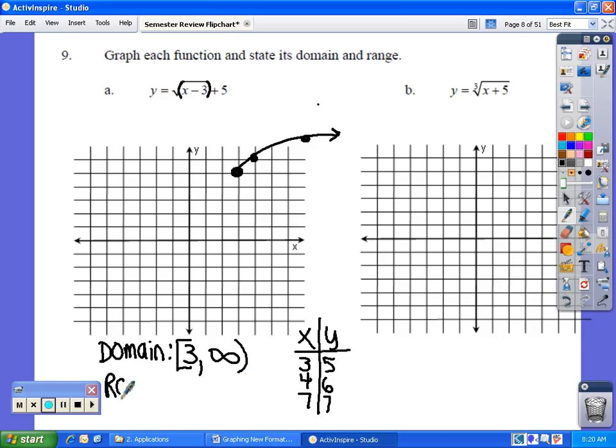For the range, remember, range goes up and down, so there are no values that are lower than 5. But there are values that go higher than 5. So we say that we start at 5 with a bracket and go to infinity.